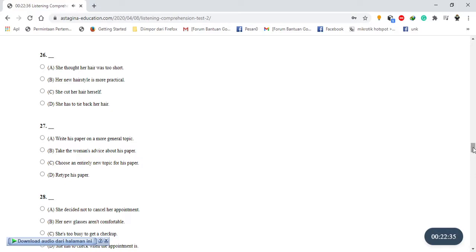Number 26. What did you do to your hair? I just had to have it cut. It was always getting in my eyes. What does the woman imply?